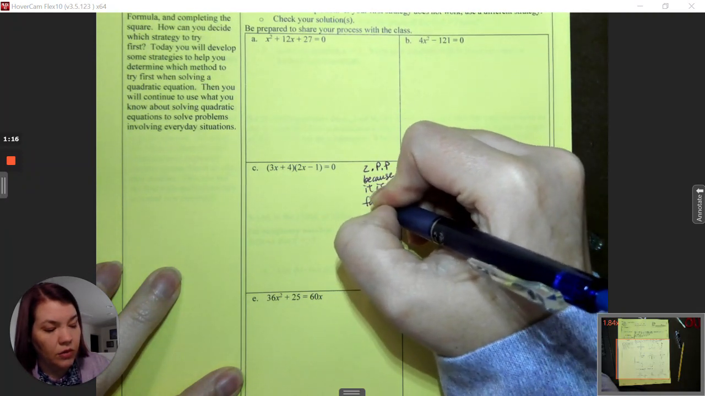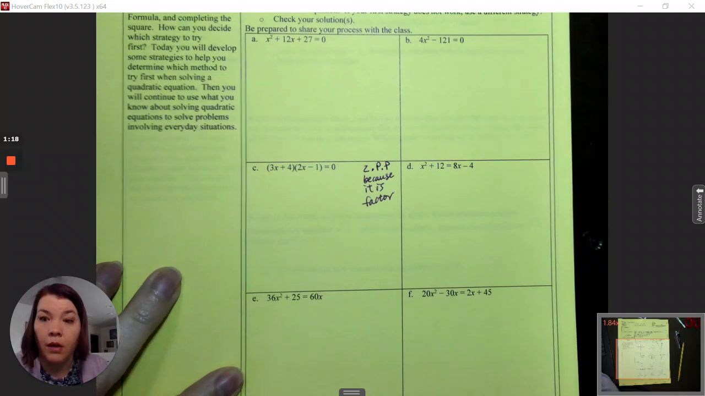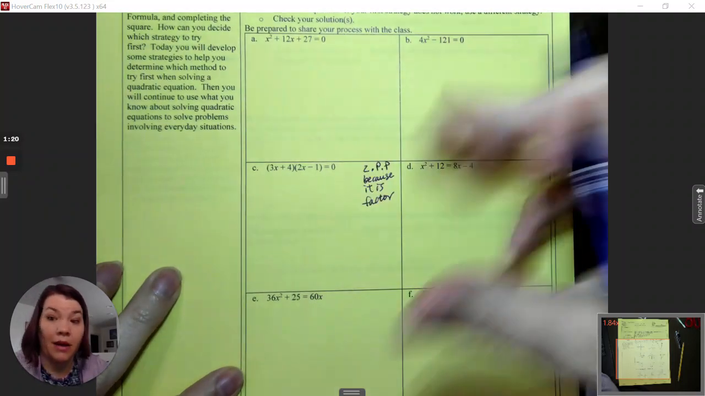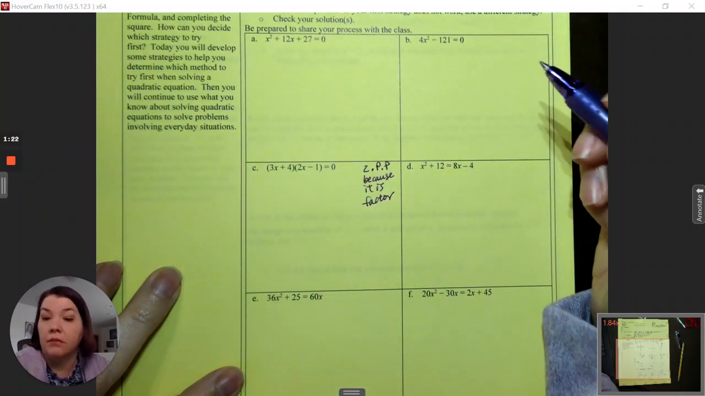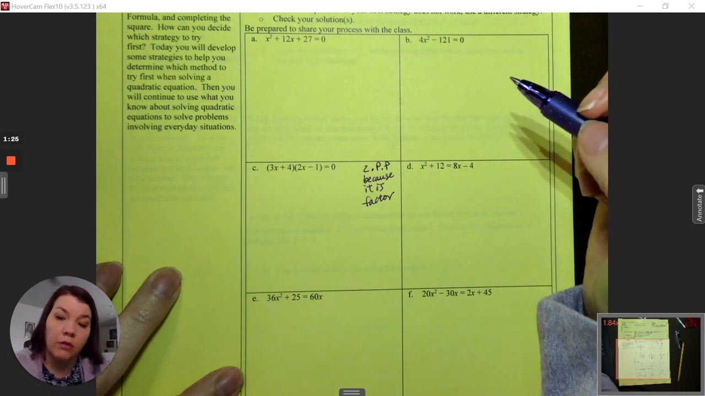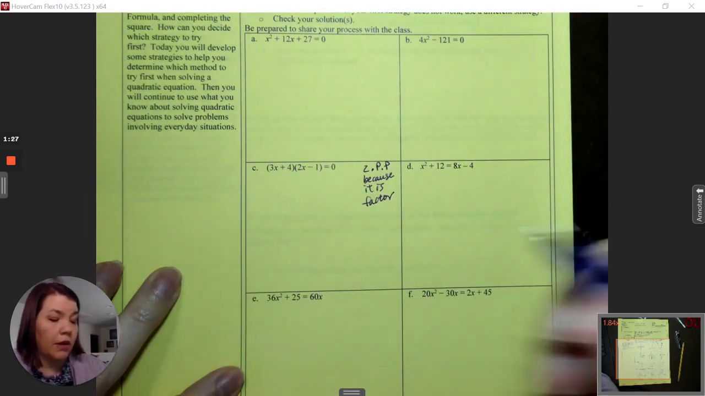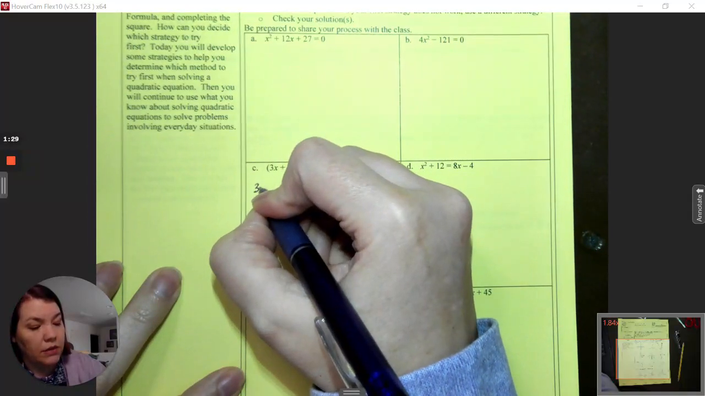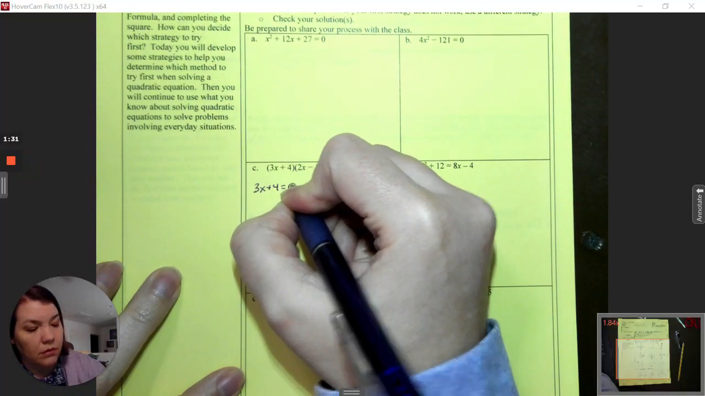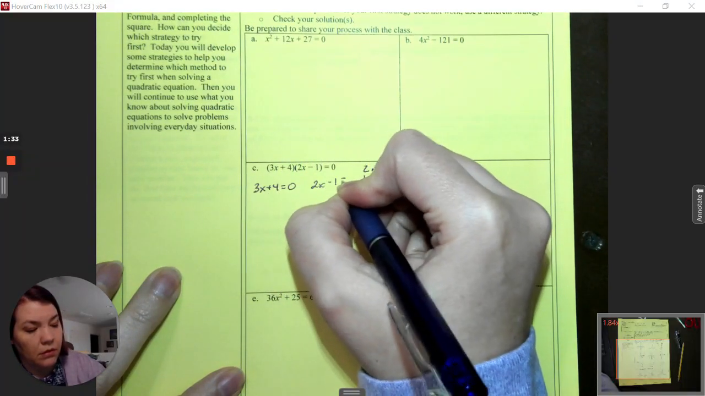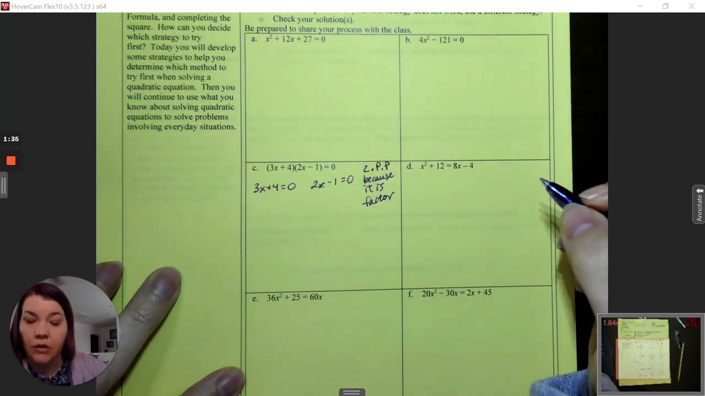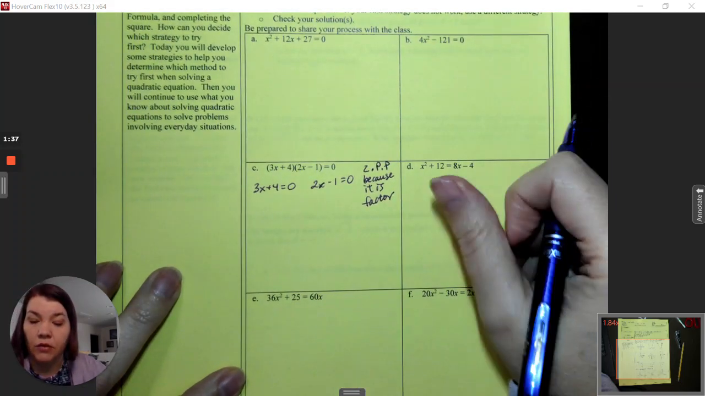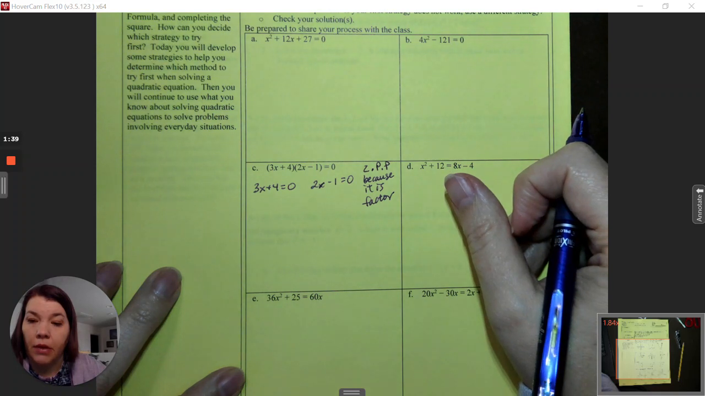In order to use either completing the square or the quadratic formula, I'd have to multiply everything back out. I don't want to do that. It's too much trouble, too much work. So I'm going to just set each part equal to 0. And what are my 2 answers? Go ahead and respond.